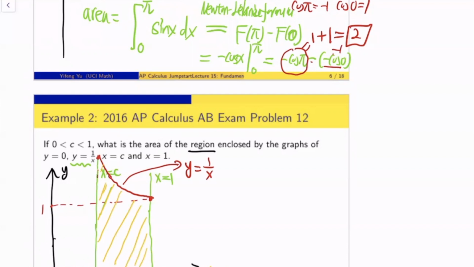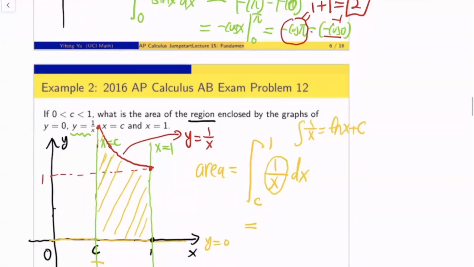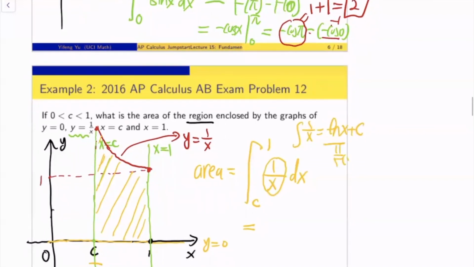So now we know this is just the area, which equals the integral from c to 1 of 1 over x dx. This is the geometric meaning of the Riemann integral. The antiderivative of this is just log x plus a constant. So you can choose the capital F(x), and it's just F(1) minus F(c), or log x evaluated at the endpoints as a difference.